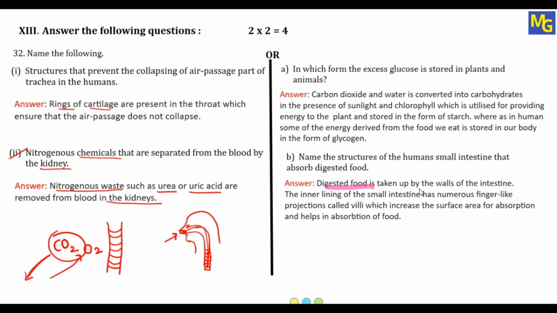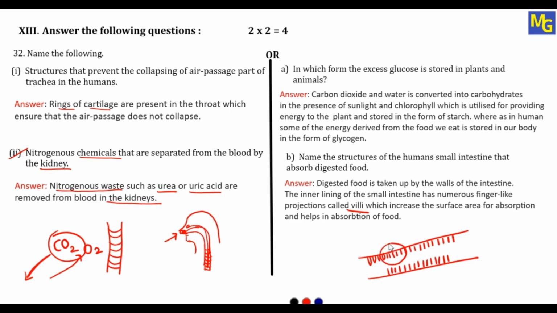Digested food is taken up by the walls of the intestine. So we can see here the intestine wall. Imagine this is the intestine, and inside this intestine wall there will be a number of hair-like projections like this. So I'll draw these lines. From all sides of this small intestine, from inside, there will be a number of small hair-like projections. And these hair-like projections are called villi. This is the part which helps to absorb the digested material.